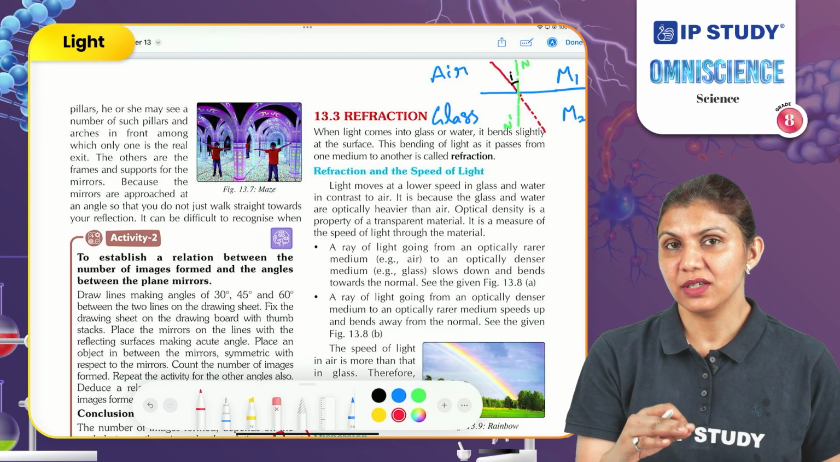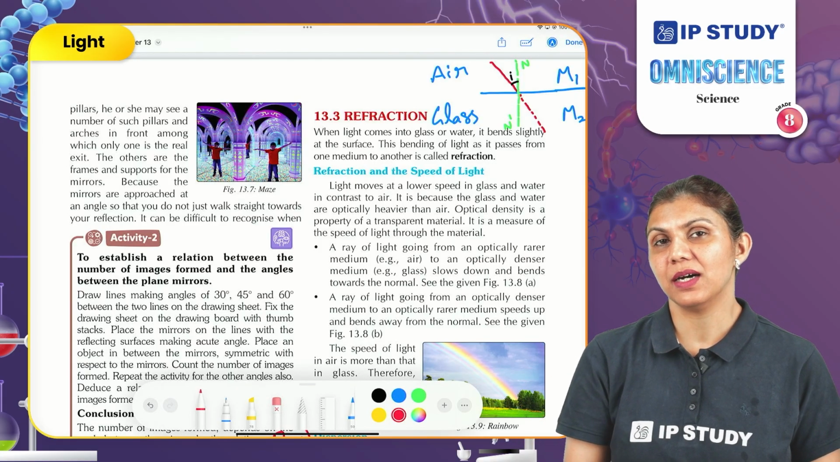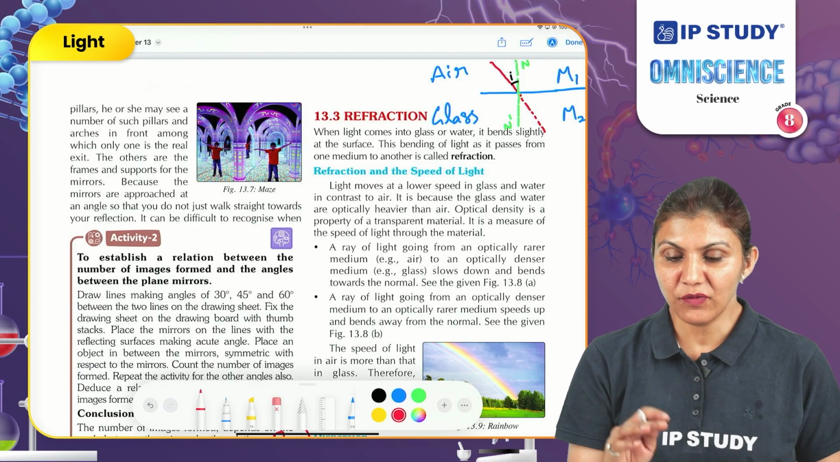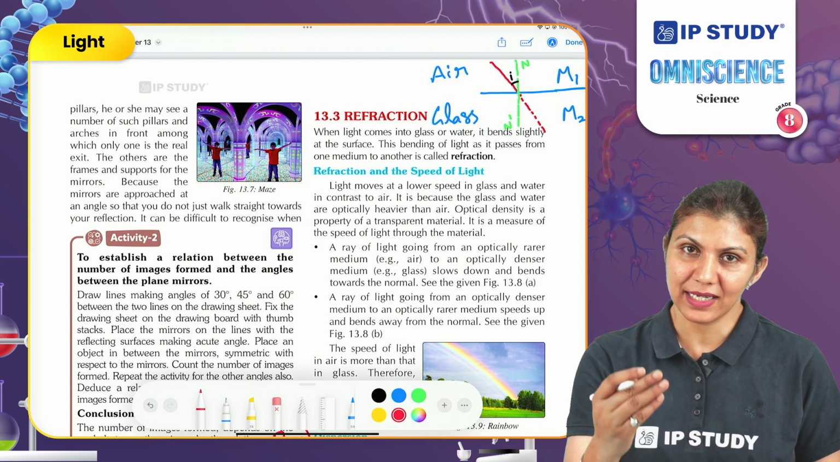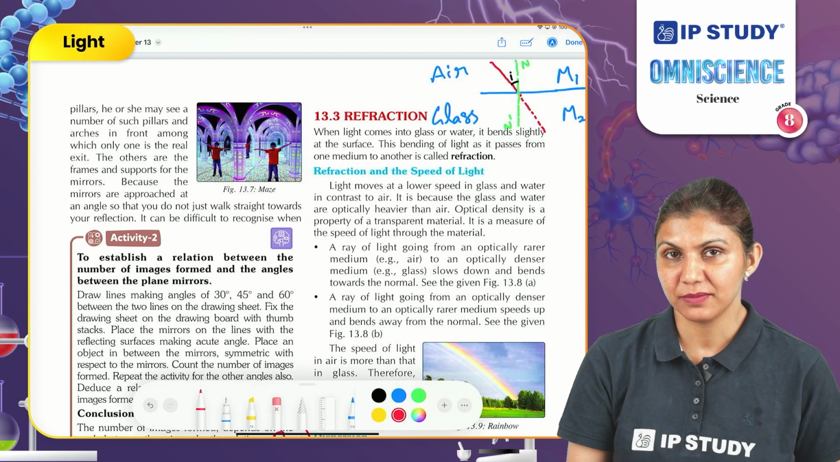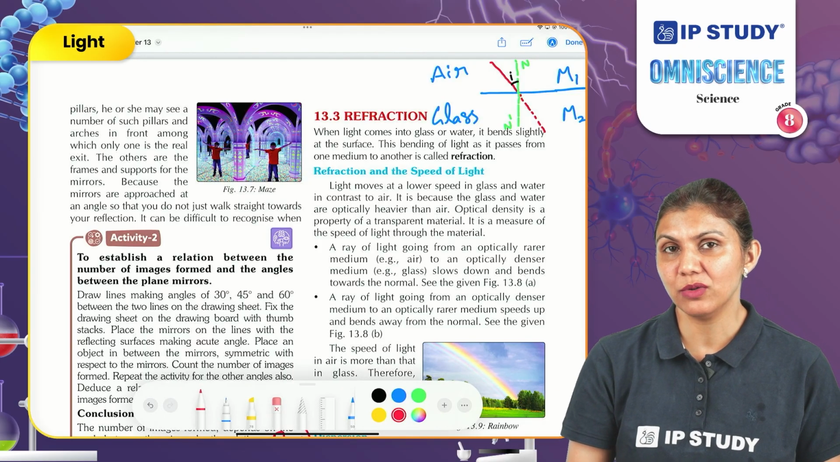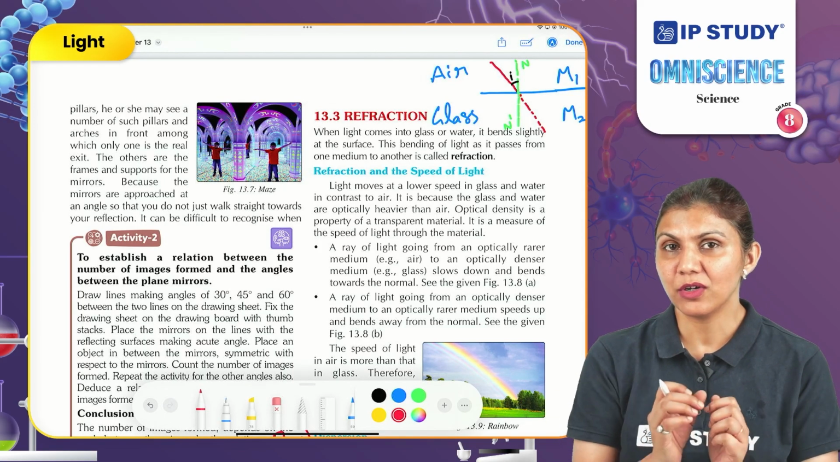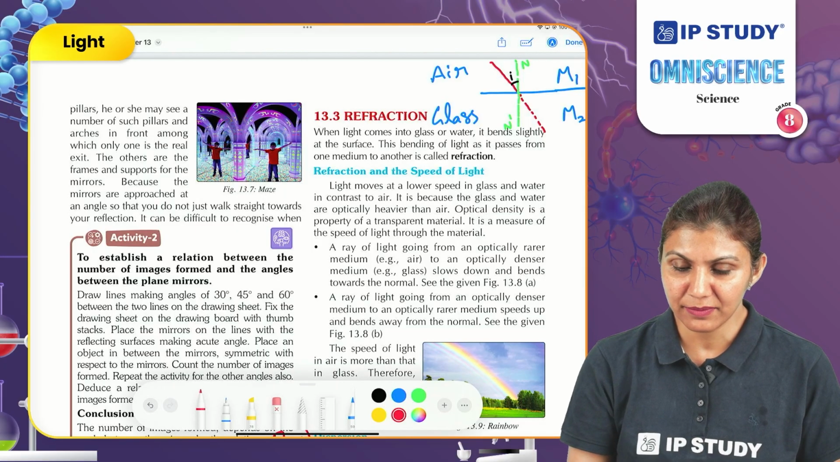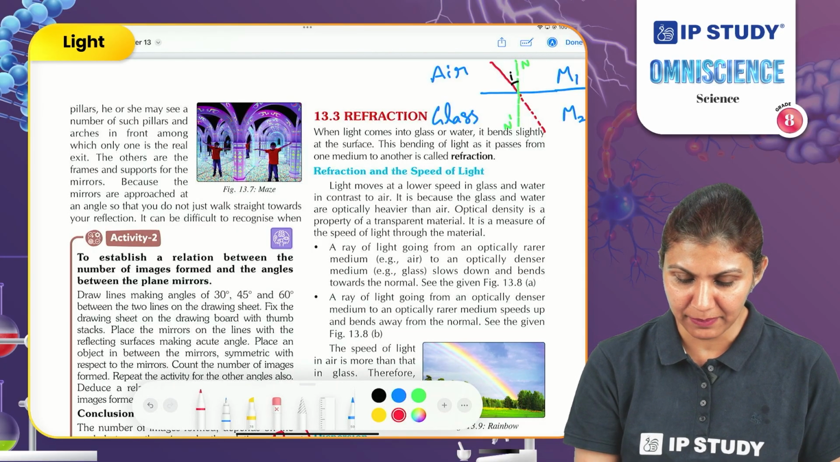It changes its path, which depends on the density of the other medium. So if you compare the density of air and glass, in which of these the particles are closely packed? The air is gas and the glass is solid, and we know the solids have more compactly packed particles in them. So the glass is more dense. In this case, what will happen?